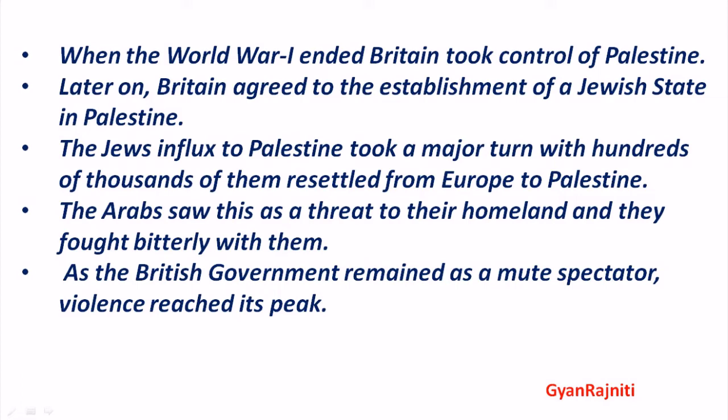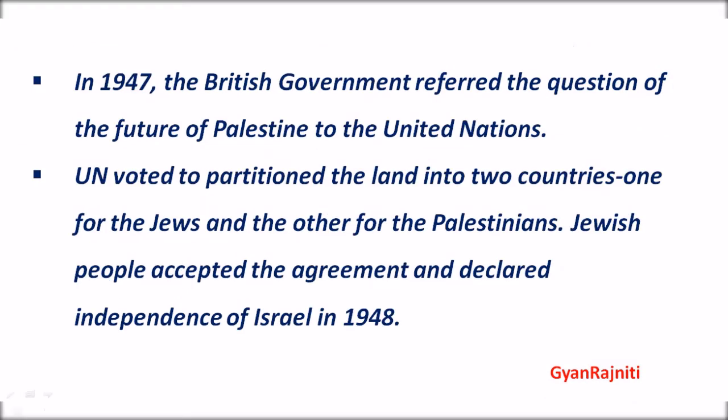The Jews' influx to Palestine took a major turn, with hundreds of thousands of them resettled from Europe to Palestine. The Arabs saw this as a threat to their homeland and they fought bitterly with them. In 1947, the British government referred the question of the future of Palestine to the UN. The UN voted to partition the land into two countries, one for the Jews and the other for the Palestinians. The Jewish people accepted the agreement and declared the independence of Israel in 1948.